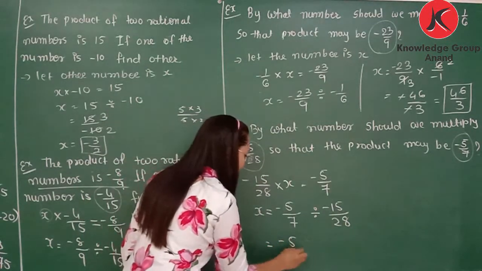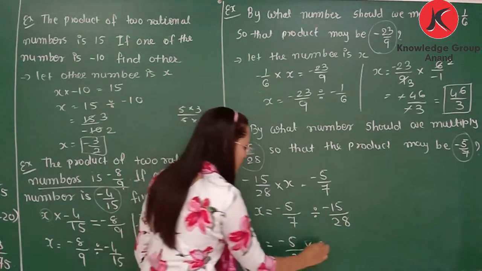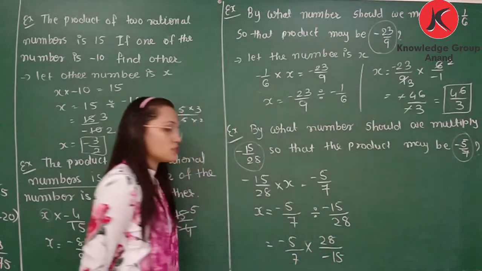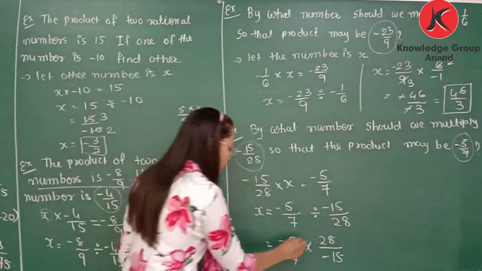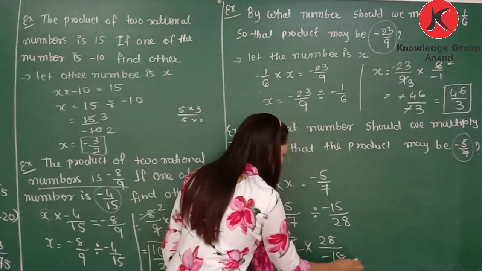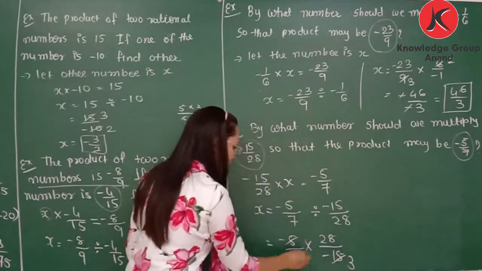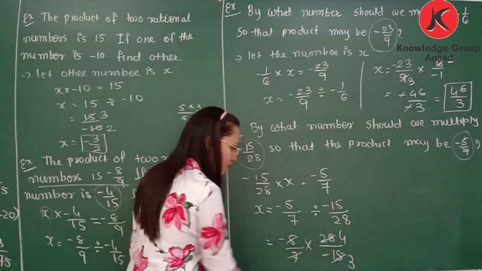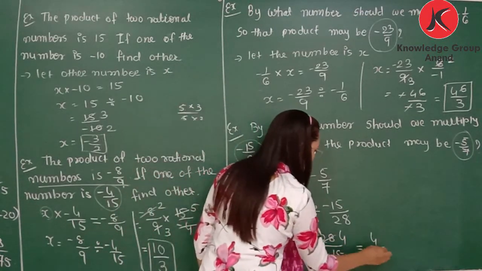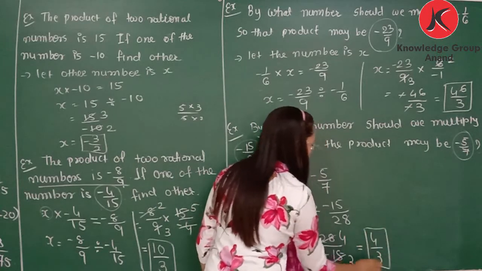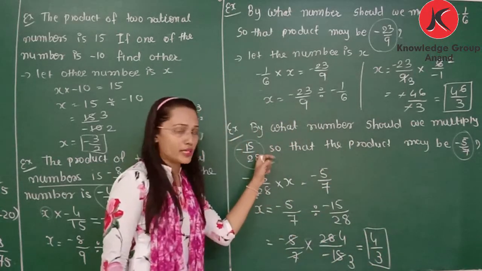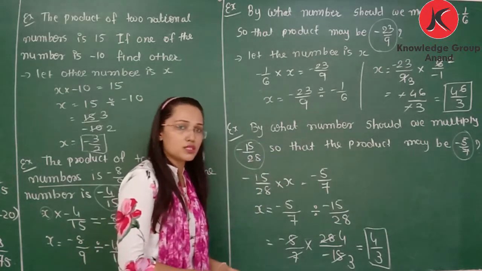Now minus 5 by 7 division becomes multiplication. The reciprocal is 28 by minus 15. So here you can cut the common factor. 5 threes are 15, 7 fours are 28, minus minus will be cancelled out, so the answer is 4 by 3. So the number that we multiply, 4 by 3, with minus 15 by 28, the answer is minus 5 by 7.